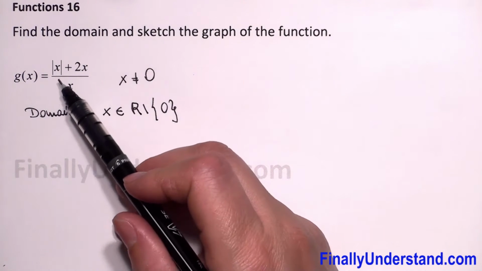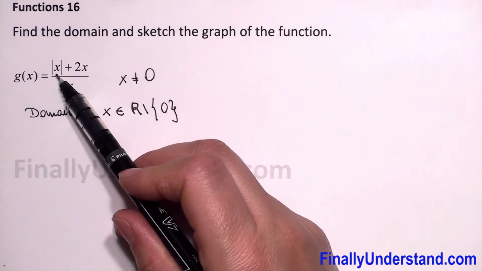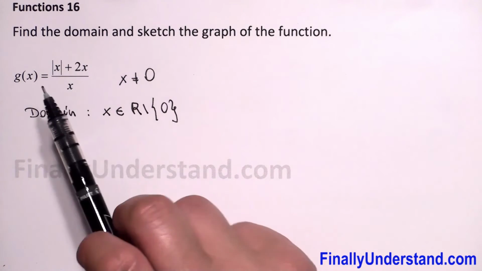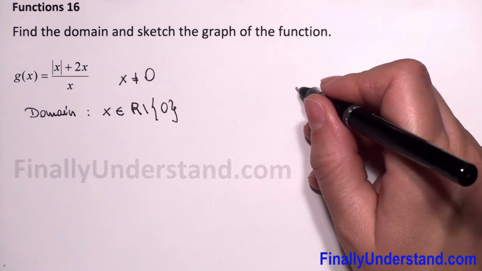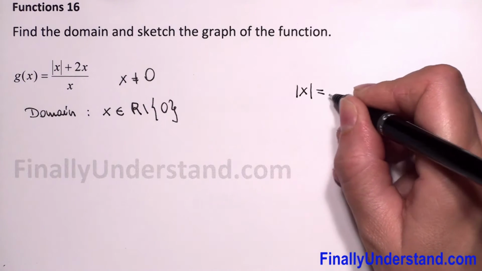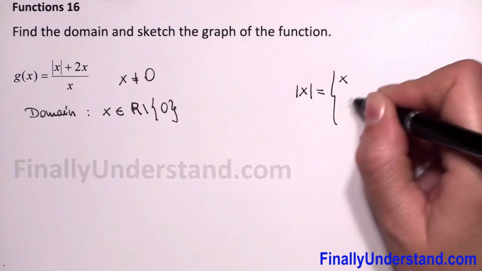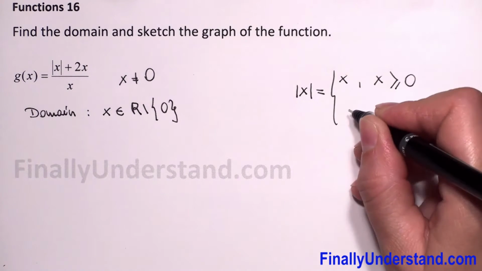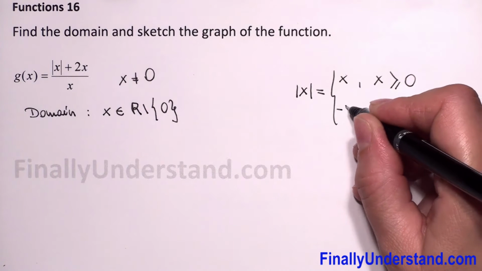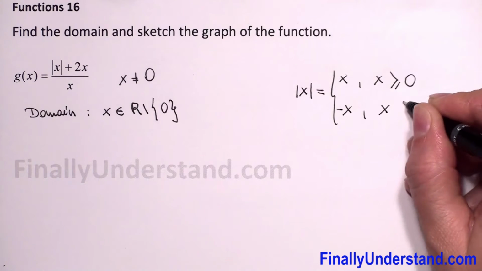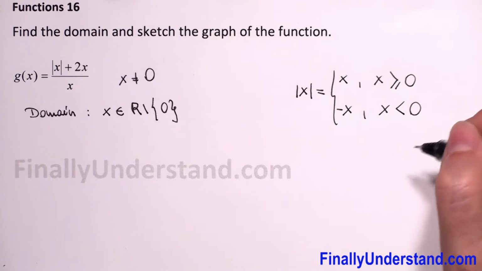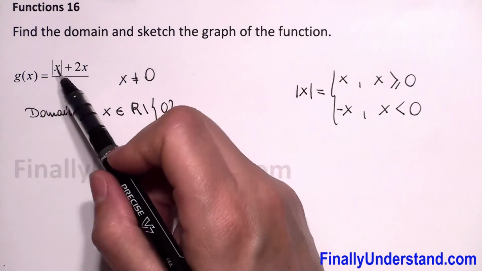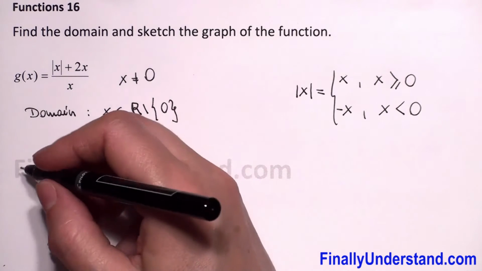Because we have absolute value bars, first we have to take these absolute value bars before we draw the graph. So we know that absolute value from definition is equal x for x greater than or equal 0 and negative x for x less than 0. So we have to consider two cases for our g function.